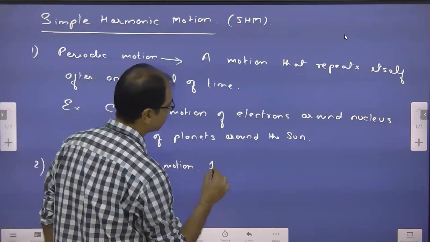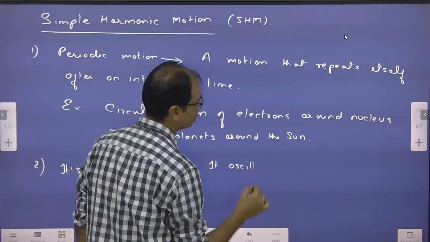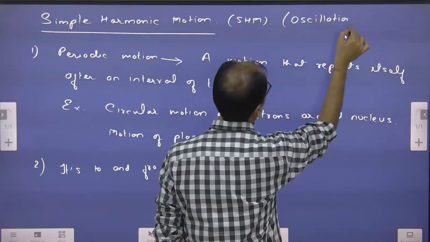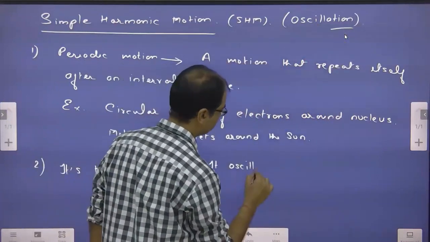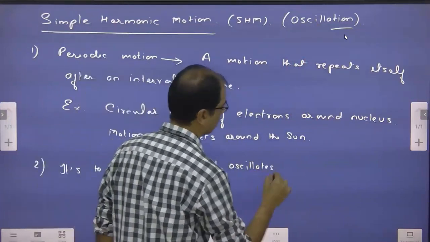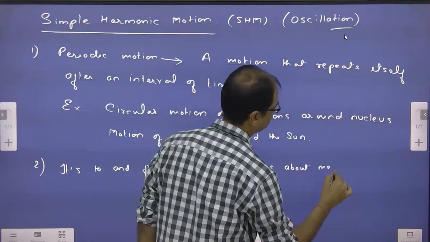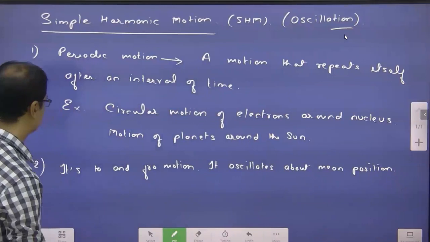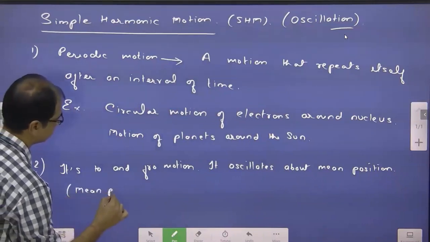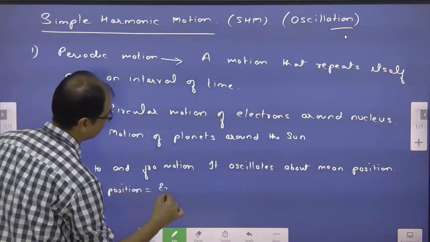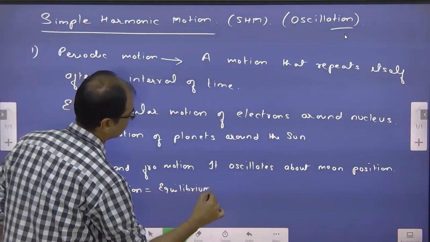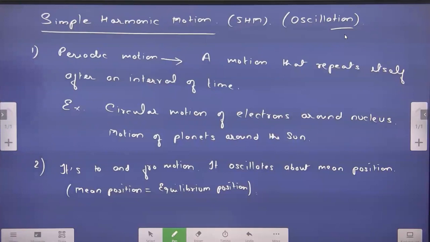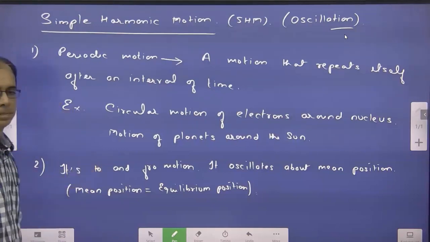That means it oscillates. Now, oscillation and SHM are the same thing. You can call this oscillation also. It oscillates about the mean position. Now, what is mean position? Mean position means equilibrium position. So this is what we know about simple harmonic motion. It's periodic motion, it's to and fro motion. Okay, note that.